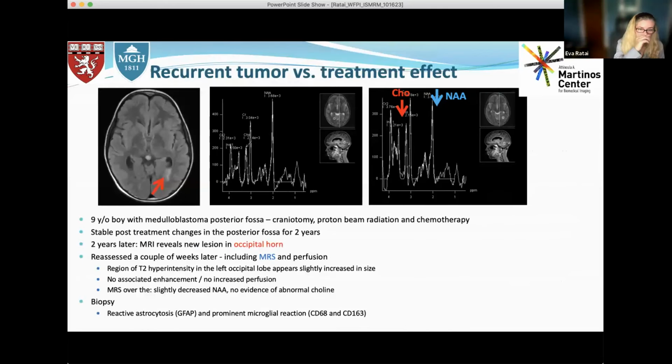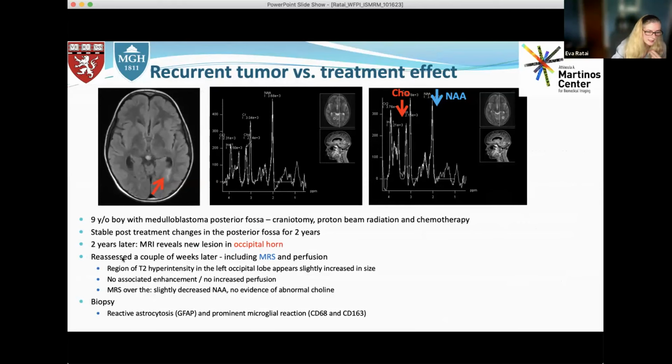Recurrent tumors versus treatment effect. They often look similar on MR images, but they're different metabolically. Here's an example of a 9-month-old boy with medulloblastoma in the posterior fossa. He had a craniectomy, proton beam radiation, and chemotherapy. He was stable for 2 years, and now he comes back, and you do see a lesion in the occipital horn.